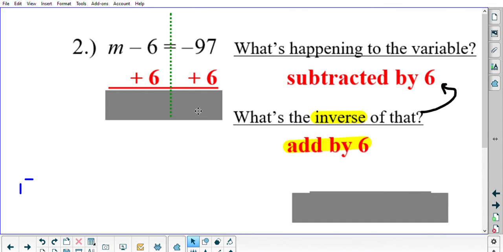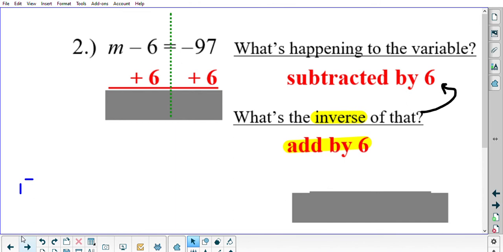And please line it up correctly. Don't put the +6 under the variable, because remember how whenever you add or subtract, you always have to add or subtract like terms. So put the +6 underneath the -6. That's where it must go. And then, of course, underneath on the right side.